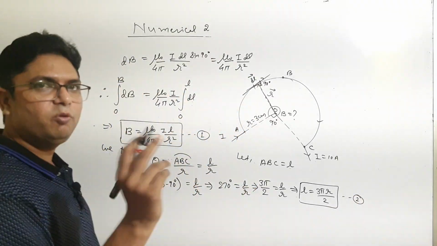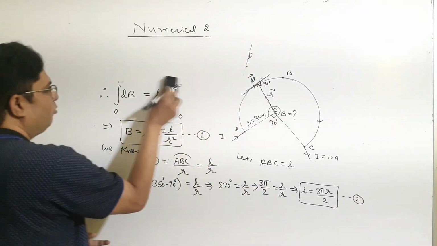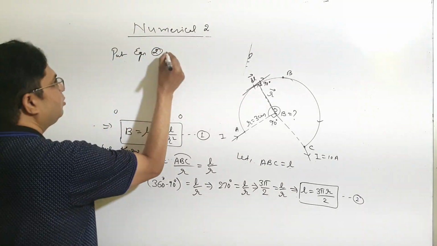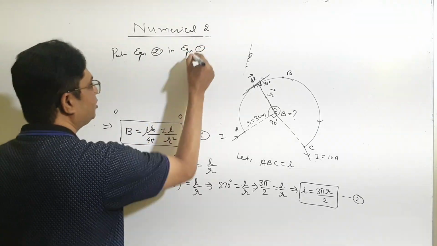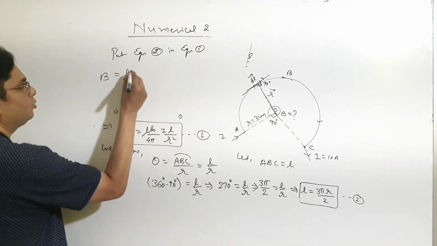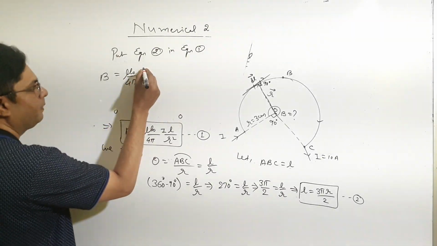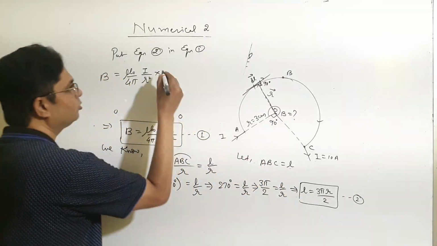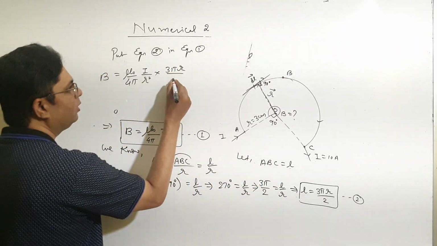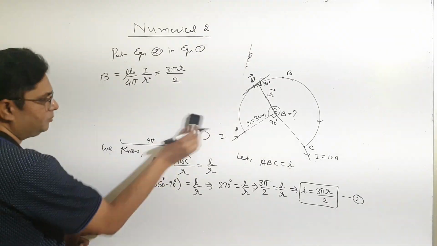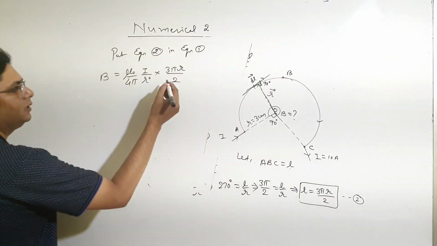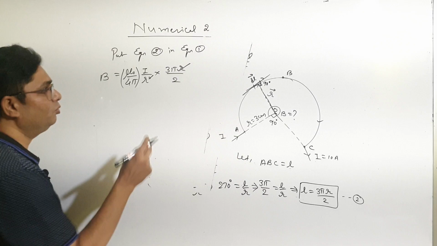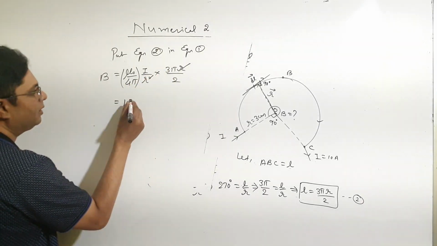Put equation 2 in equation 1. What you get is B is equal to mu naught upon 4 pi, I upon R square, and L is 3 pi R by 2, so write here 3 pi R by 2. Now let us solve this. When you solve this, R will be cancelled out, and mu naught by 4 pi is 10 to the power minus 7. No need to cancel this pi. So it is 10 to the power minus 7.